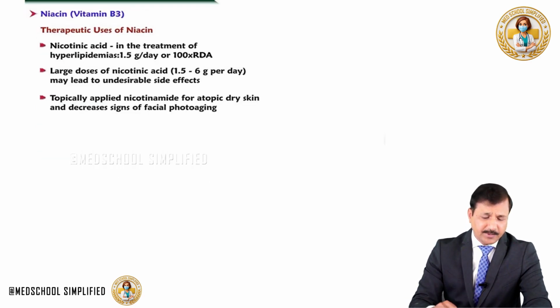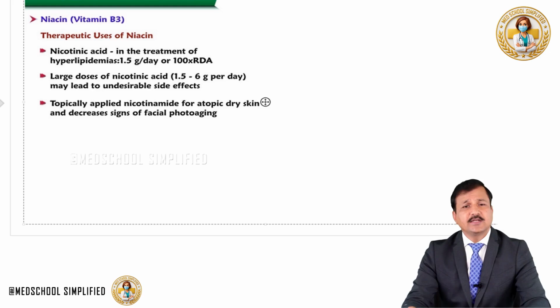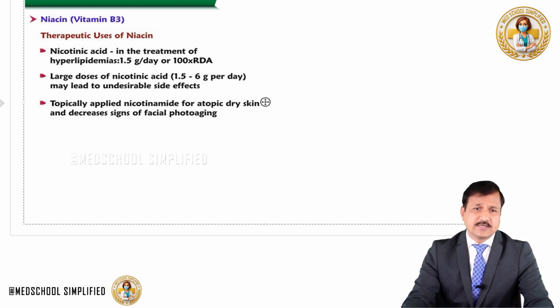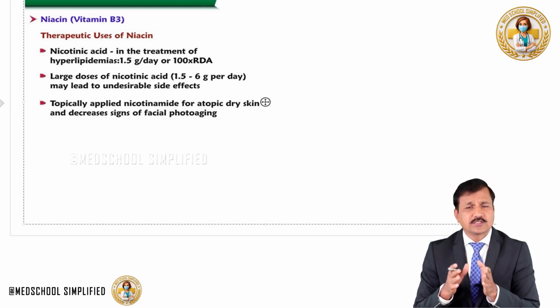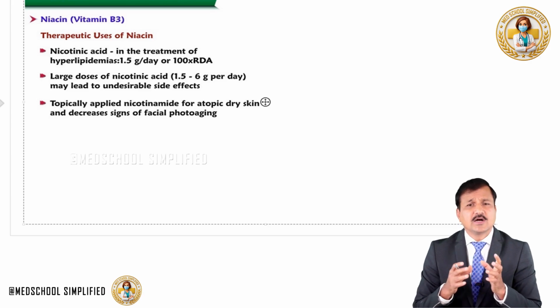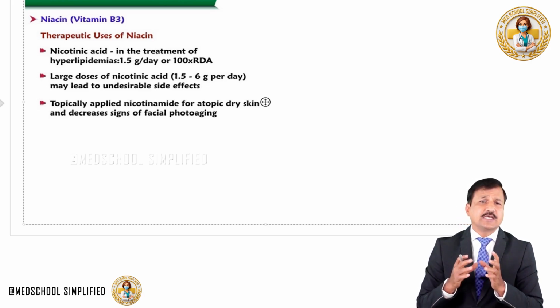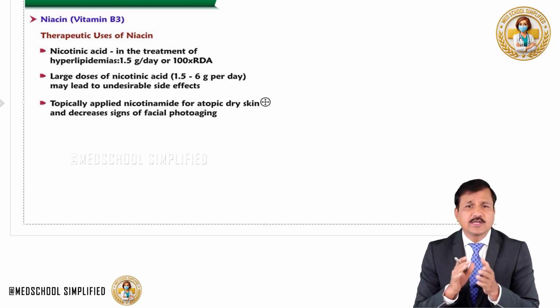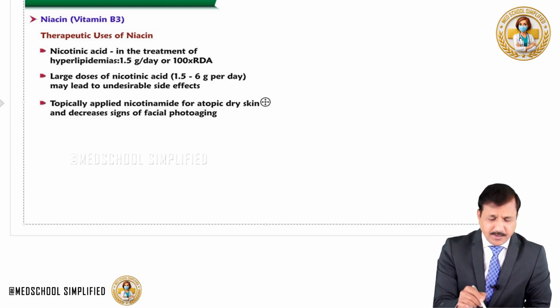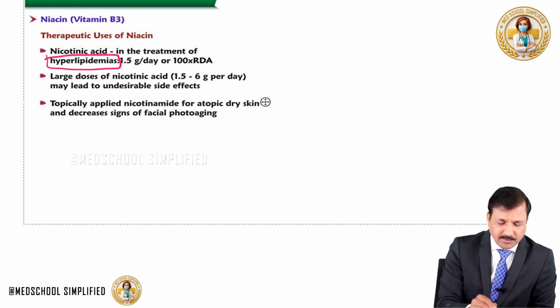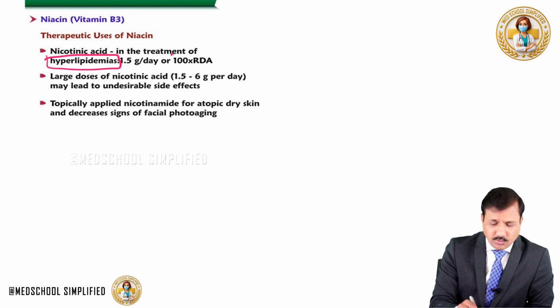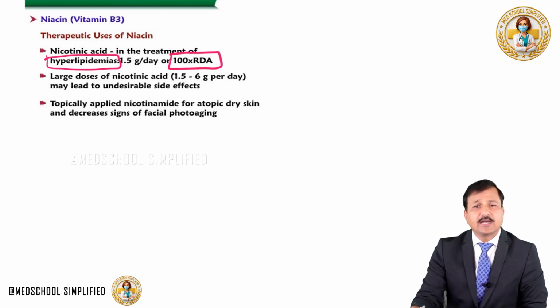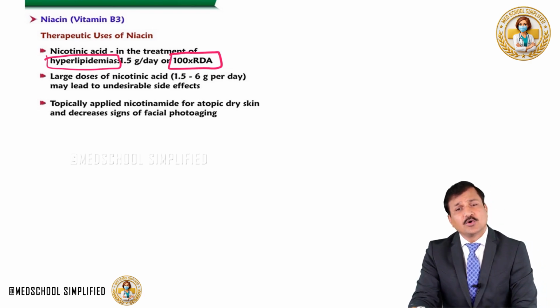Now, what are the therapeutic uses of niacin other than treatment of niacin deficiency? Nicotinic acid, although it will lead to adverse effects like flushing, itching, bloating and all that kind of signs, is still used in the treatment of hyperlipidemias. How much? It is 1.5 grams of nicotinic acid per day, which amounts to 100 times the recommended dietary allowance. So, 100 times more than the RDA.